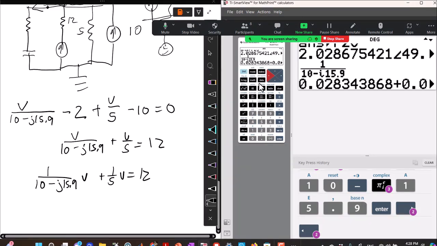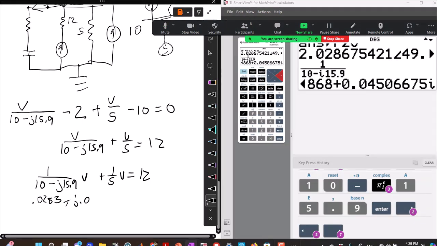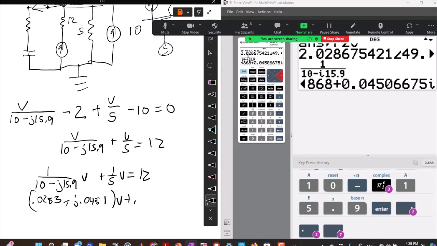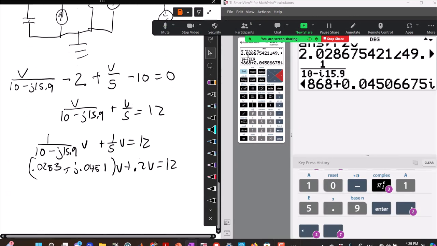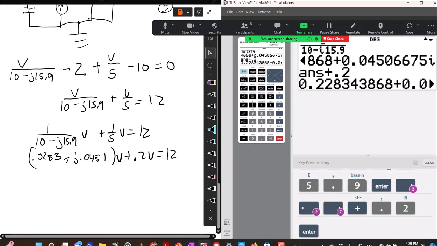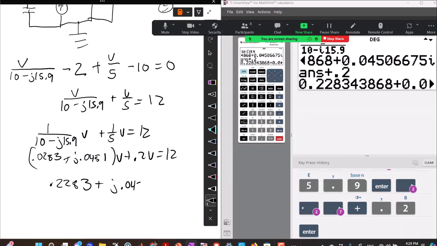And that's 0.0283. And it was doing the problem this way that got me the same answer as I got a minute ago, so I think this is right. Plus j0.0451V plus 0.2V equals 12. So I'll add 0.2 to that. And I get 0.2283 plus j0.0451V equals 12.